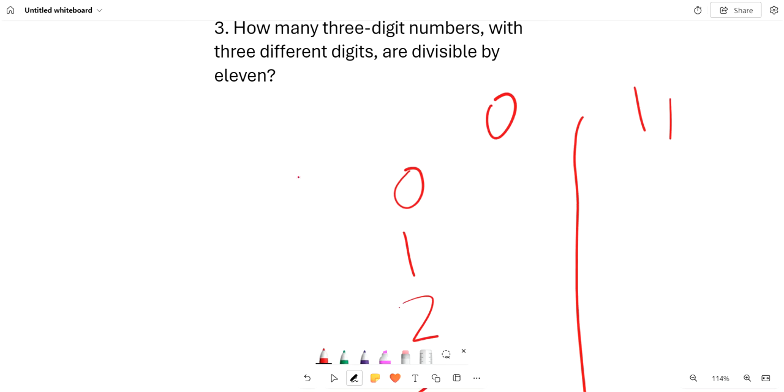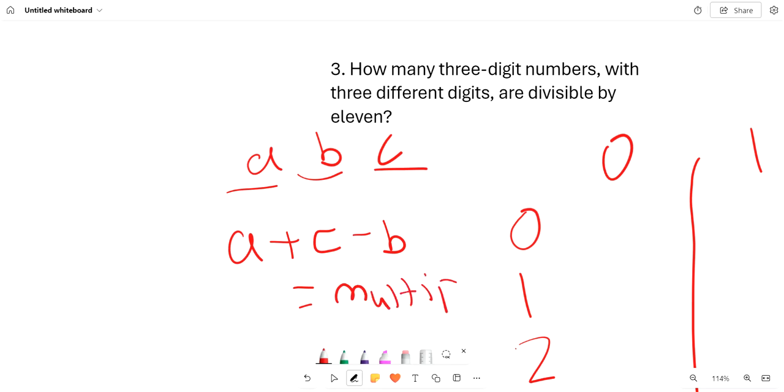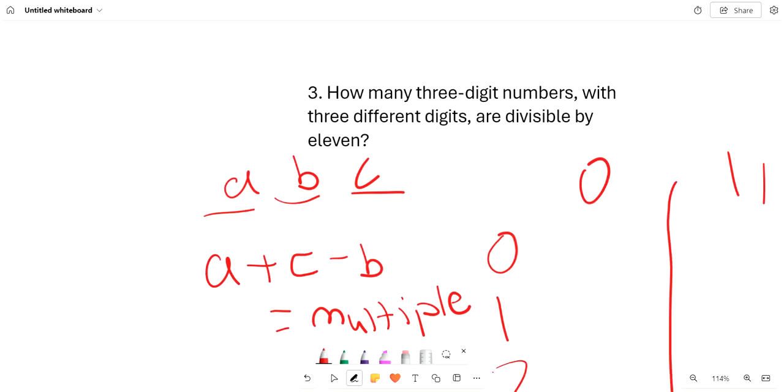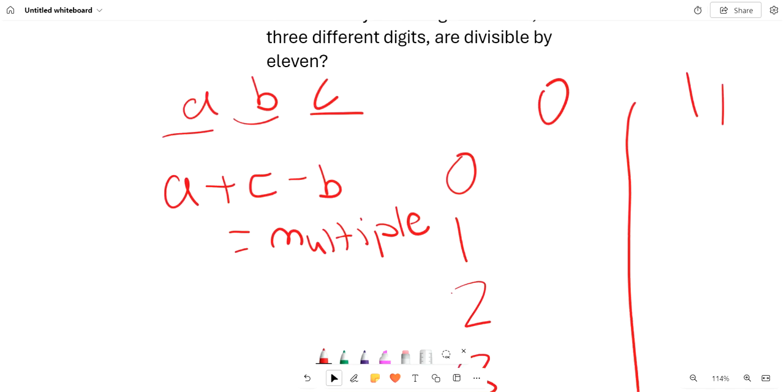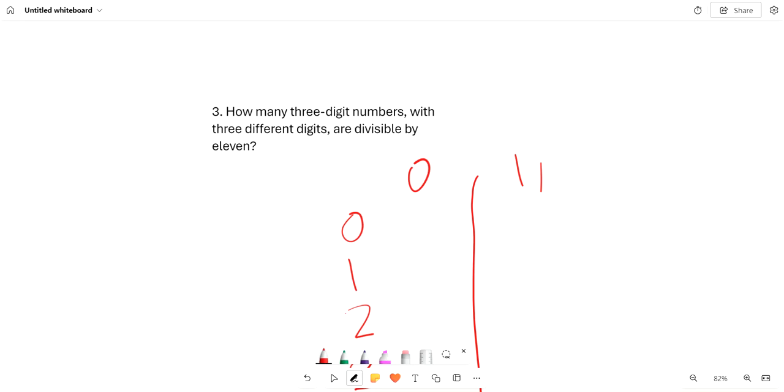Because the divisibility rule of 11 is where if you have a 3-digit number A, B, C, then A plus C minus B is equal to a multiple of 11. And 0 counts. So in this case, the only possible numbers are 0 and 11 because you can't have 22, that'd be too big. So we have two cases, whether the formula sums to 0 or to 11.